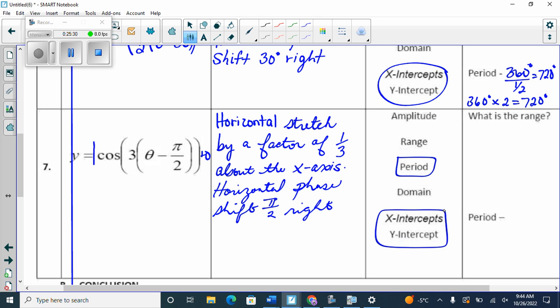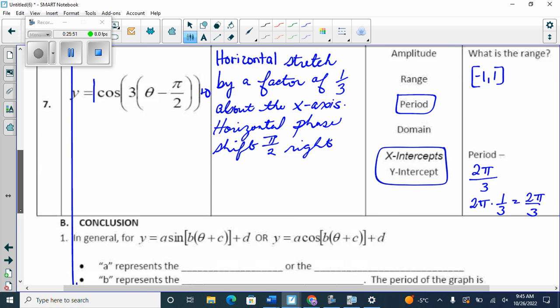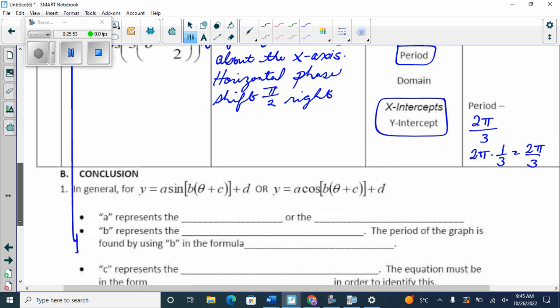So we're at 0 plus 1, 0 minus 1, so we're at negative 1 and 1. The period is 2 pi divided by 3, or 2 pi over 3, or 2 pi times the horizontal stretch of a third, which is 2 pi over 3. Okay? So we have a conclusion. The A represents the what?